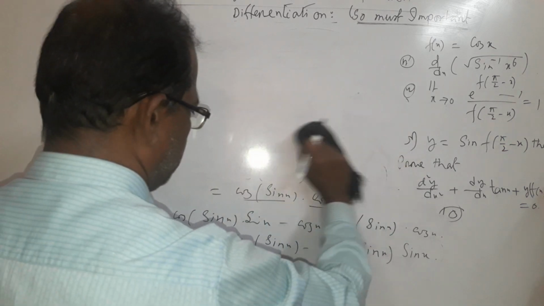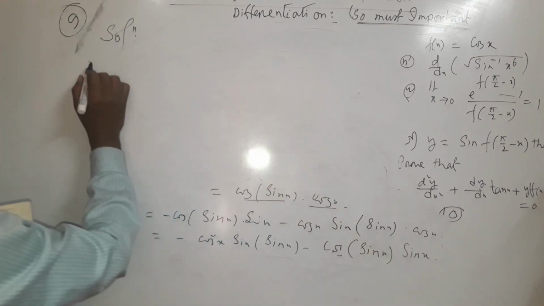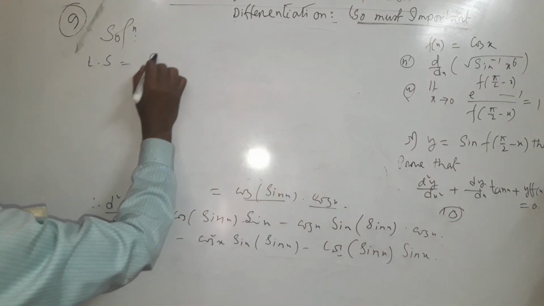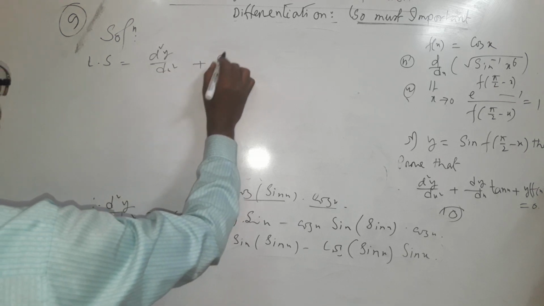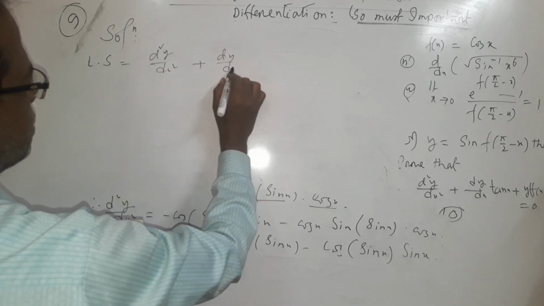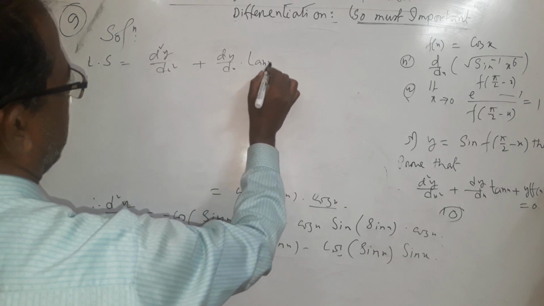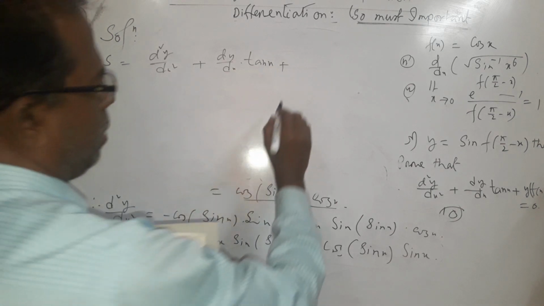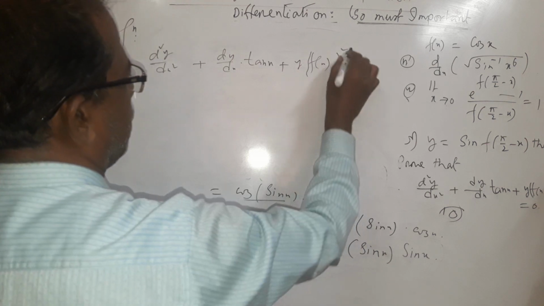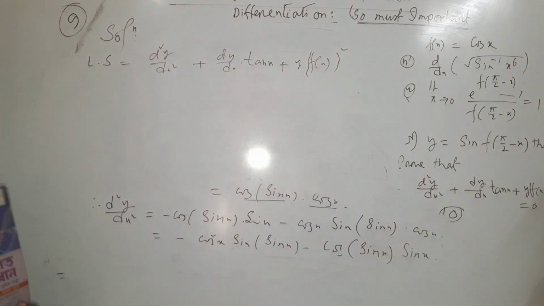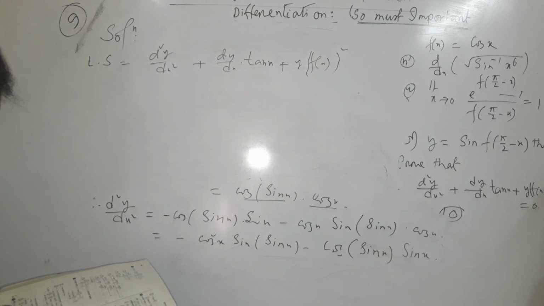Now, we have to prove that the left side, d²y/dx² plus dy/dx into tan x plus y of (f of x) whole square, equals 0. That is, prove that f equals 0.